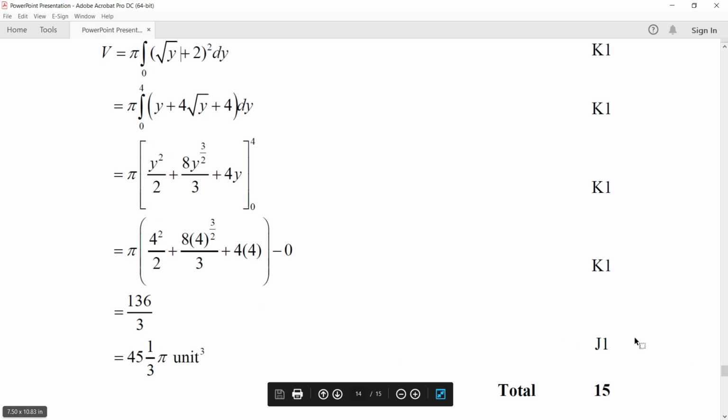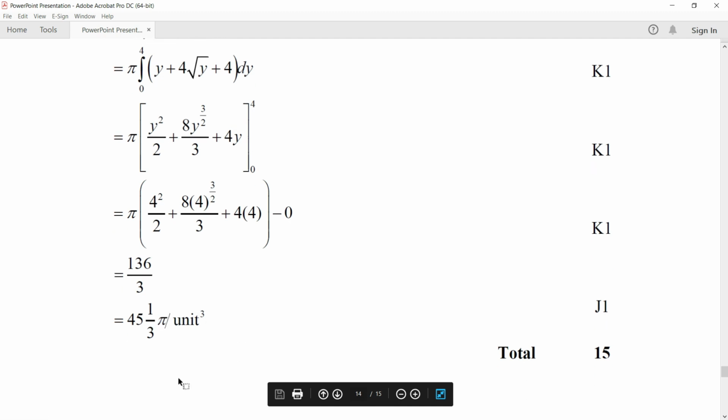And finally, the answer is J1, which is 545 1 over 3 pi unit cube. Make sure you have pi. If you leave out pi, you will be deducted 1 mark.